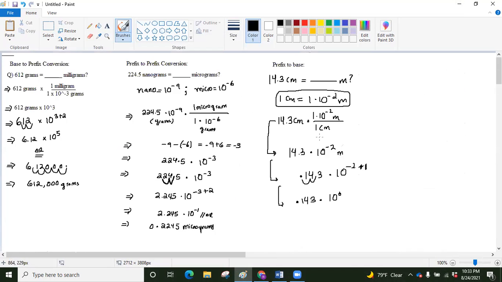So those are the 3 main processes that we want to follow, or the 3 main categories of how these conversions manifest themselves: base to prefix, prefix to prefix, prefix to base. That's really all you're going to see here.